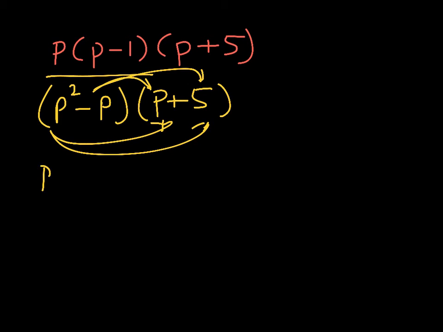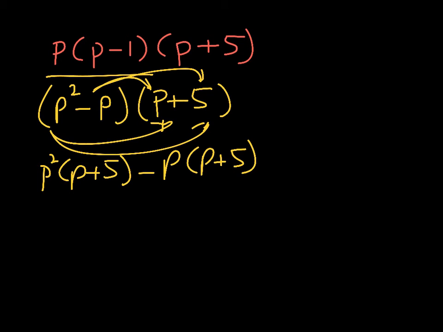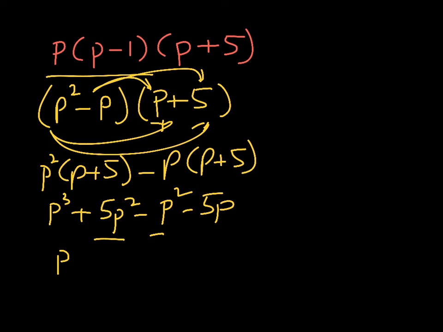Okay, so we can say this is p² into (p + 5) minus p into (p + 5). Okay, so p² times p is p raised to the third plus 5p², minus p times p, that is p², negative p², and then negative 5p. Okay, so 5p² minus p² gives us 4p². So this is p³ plus 4p² minus 5p.